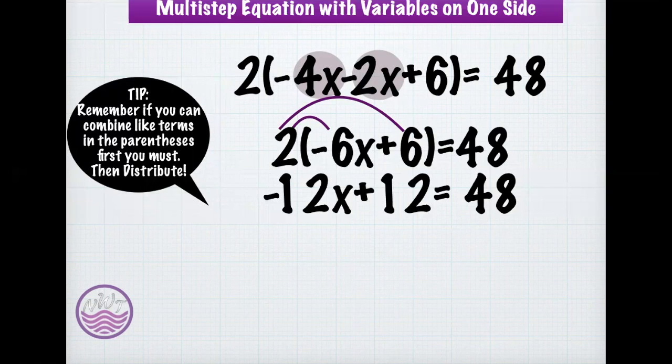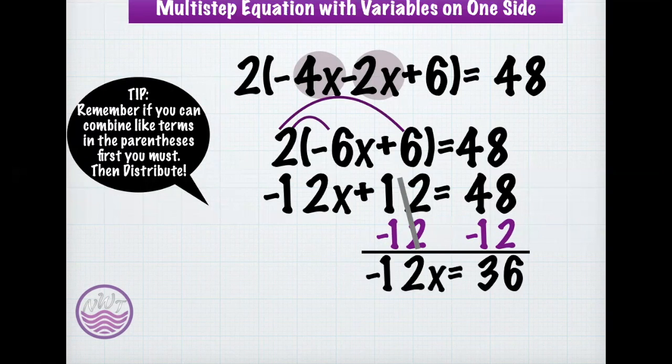A regular two-step equation again, and I'm going to go ahead and subtract 12 to both sides. Cross that out. Then we have negative 12x equals 36. Again, reminder, you must divide by whatever number you see. So don't just divide by 12. Since there's a negative 12, we're going to have to divide by negative 12. And that's going to give us an answer of negative 3.